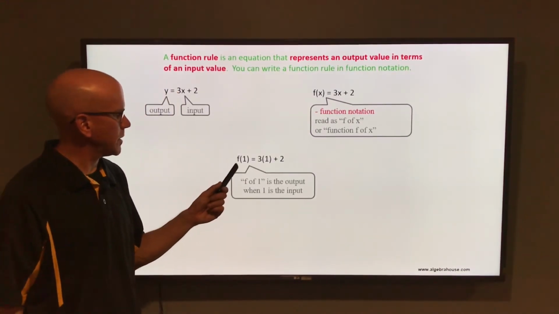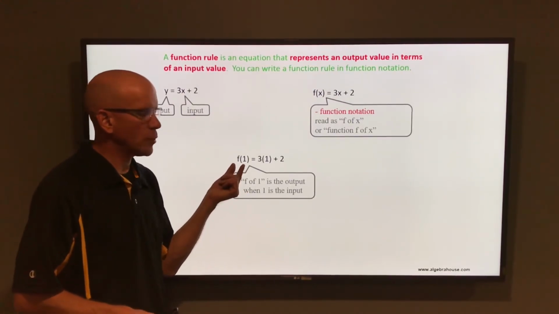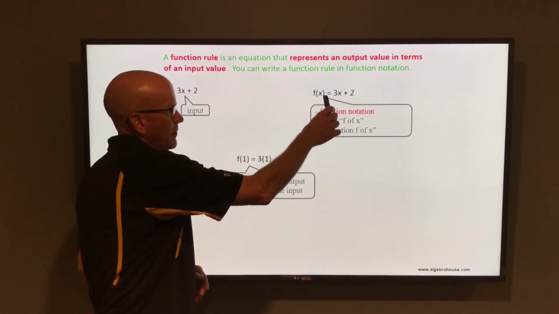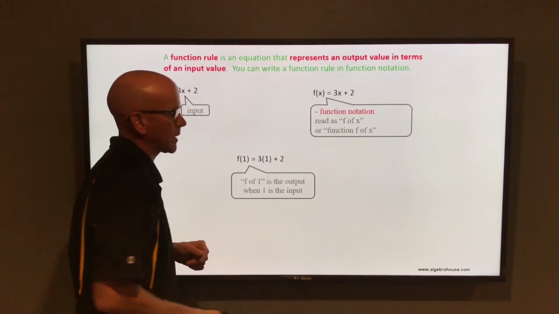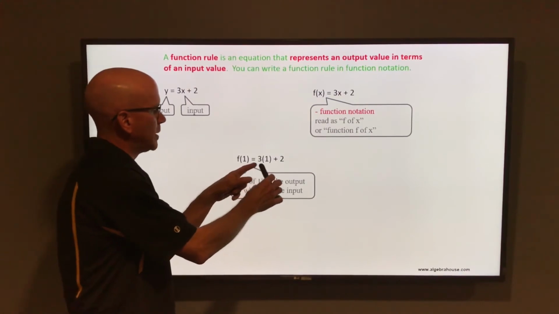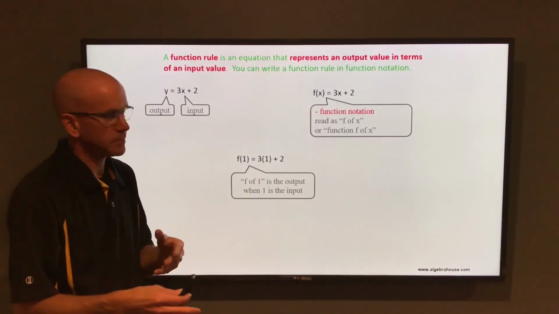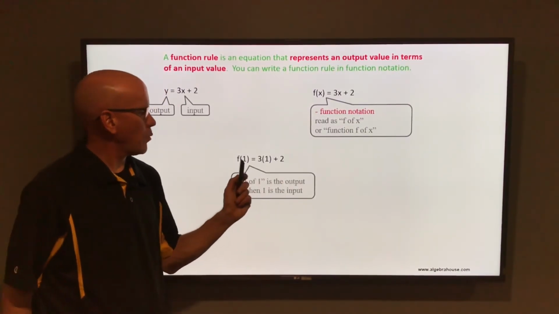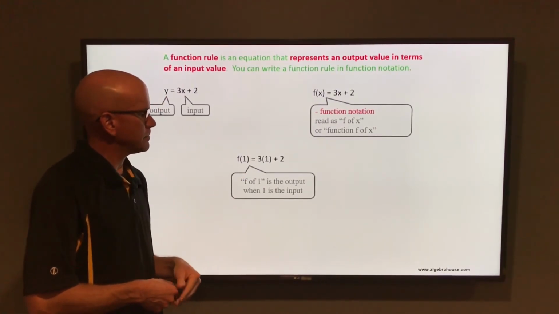You see something like this, f with parentheses and 1 on the inside of the parentheses. What that means is you're putting 1 in for x into that function. So we had f of x equals 3x plus 2. If we're looking at f of 1, that means we're substituting a 1 in for x. We're inputting 1 in for x. The output is going to be what f of 1 is, which is this side. 3 times 1 plus 2, which of course is 5. So the input would be 1, the output would be 5 in this case.